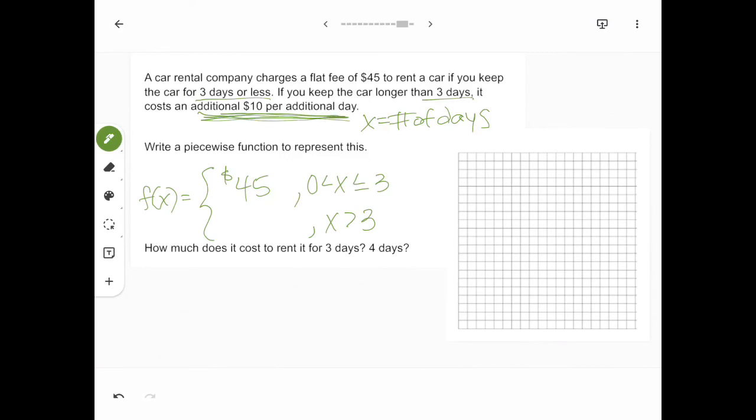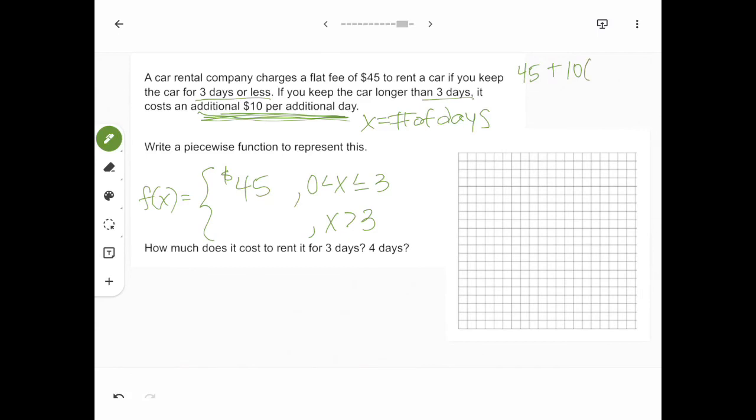And this is kind of the tricky part to figure out, so I'm going to write some work off over here to help you think through this. No matter what, they're going to charge you the $45, so that flat fee is still here. But they're going to add on $10 for every day past 3 days. So for example, at 4 days, they would do 45 plus 10. For 5 days, it would be 45 plus 20 for those 2 additional days.